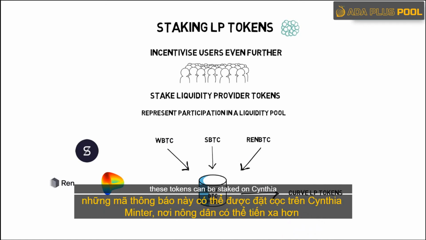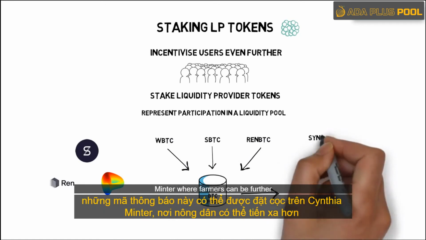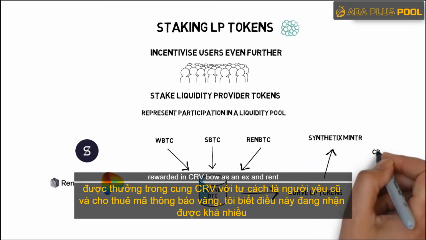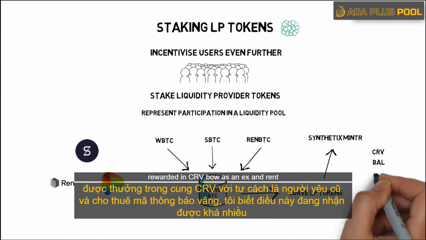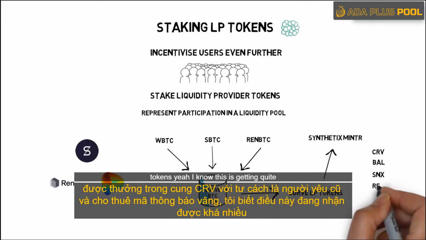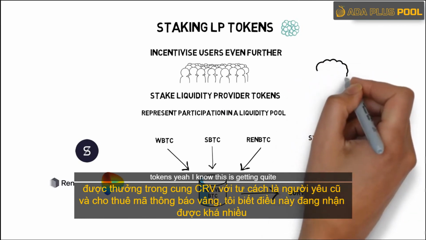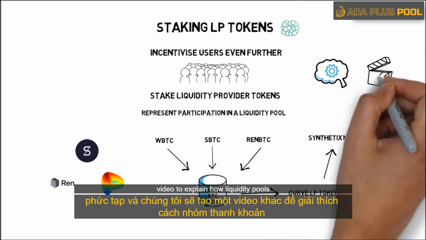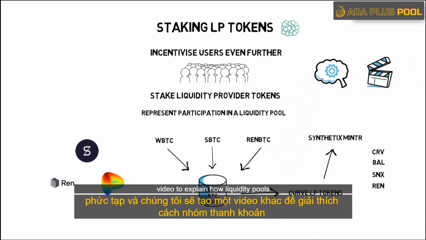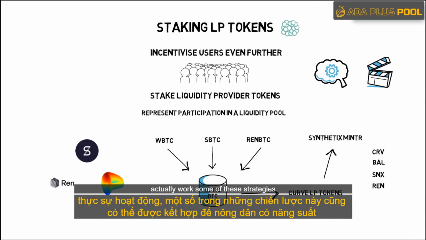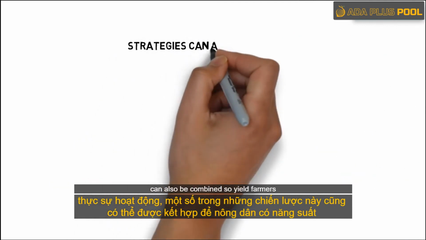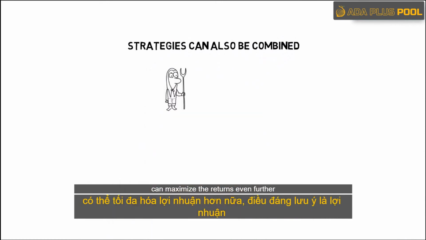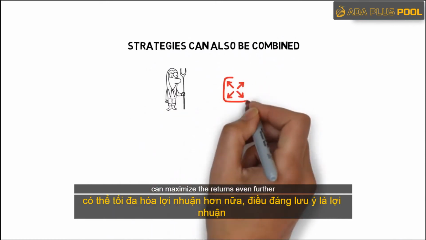These tokens can be staked on Synthetix Minter, where farmers can be further rewarded in CRV, BAL, SNX, and REN tokens. Yeah, I know, this is getting quite complicated, and we'll create another video to explain how liquidity pools actually work. Some of these strategies can also be combined, so yield farmers can maximize their returns even further.